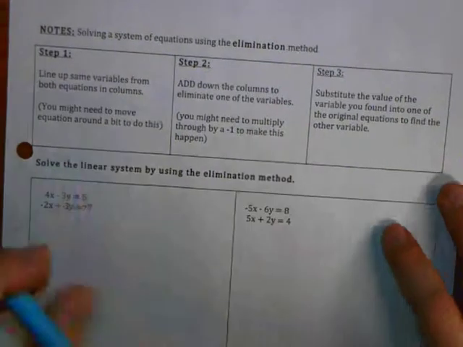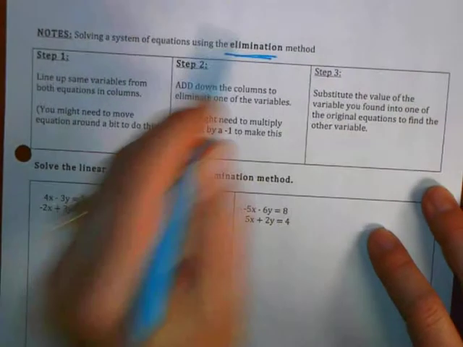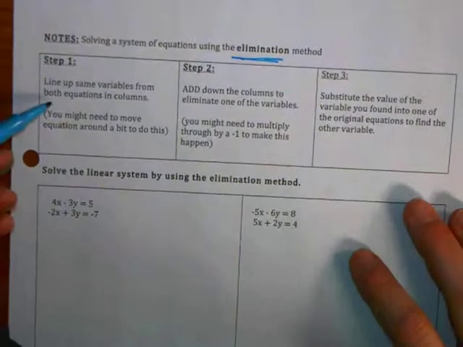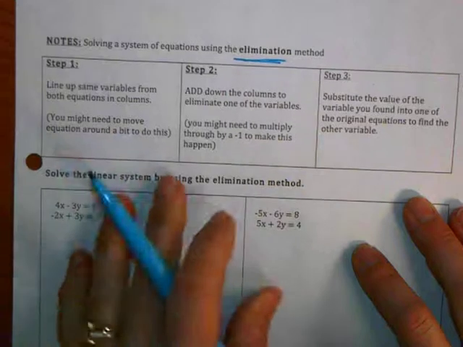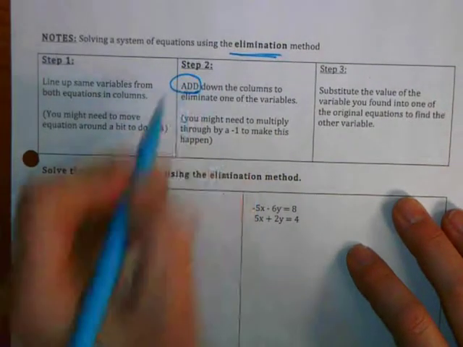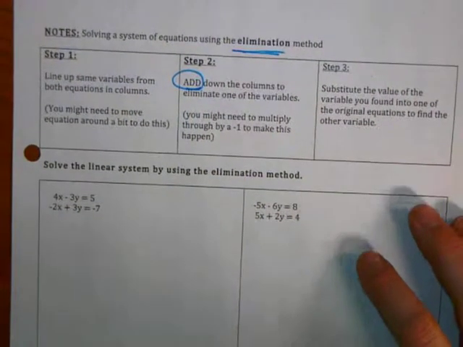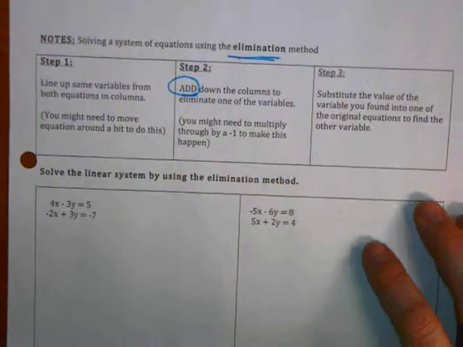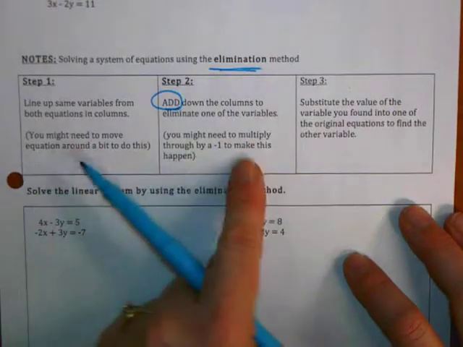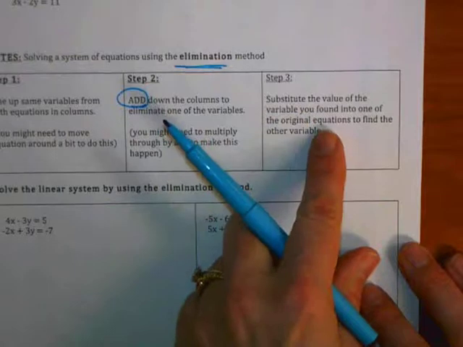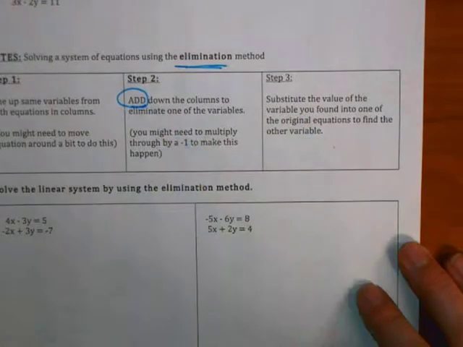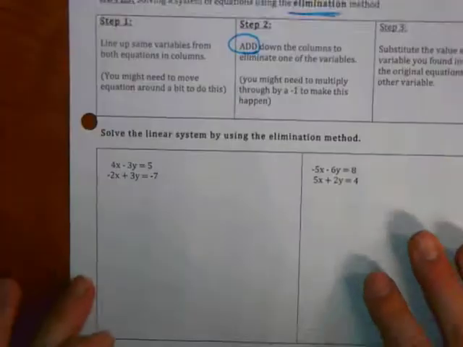There you go. So this process for solving is lining up the same variables from both equations in columns. And you'll see what I'm talking about here in a second. You might need to move the equation around a bit to do this. Circle this. You're going to add down the columns to eliminate one of the variables, hence the term elimination. We're eliminating a variable. You might need to multiply through by -1 to make this happen. We'll see that as well. Step 3, substitute the value of the variable you found into one of the original equations to find the other variable.